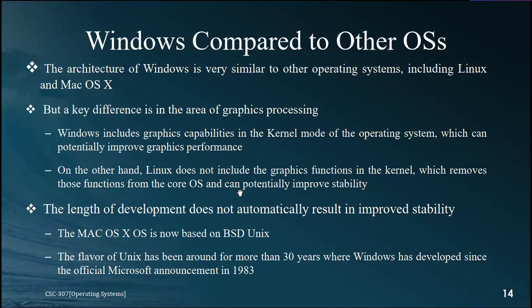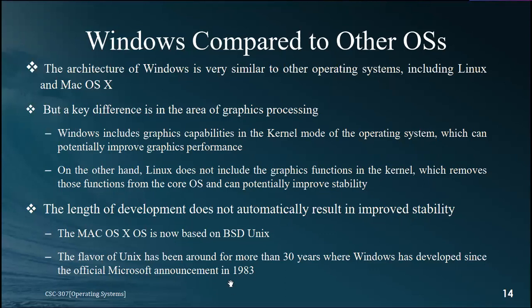So basically, whenever you are developing a new project, if you remember in C or C++ or any other courses where you develop a project, you are more focused on how the code is working. How it looks was not our concern. The same goes for Windows and Linux. In Windows, we focus on how it looks, but in Linux we only focus on how it performs. And the length of development does not automatically result in improved stability. So it is also a very important point.